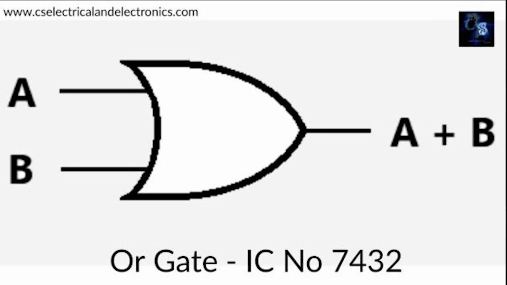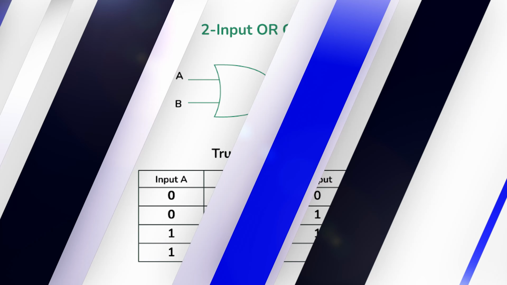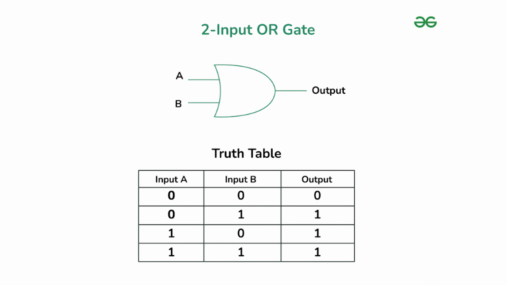The next gate is the OR gate. The OR gate outputs 1 if at least one of its inputs is 1. The truth table is 0 or 0 equals 0, 0 or 1 equals 1, 1 or 0 equals 1, and 1 or 1 equals 1. This logic is commonly seen in many systems where one of multiple conditions can activate an output. The 7432 IC contains 4 OR gates, which allows us to test and demonstrate this behavior.